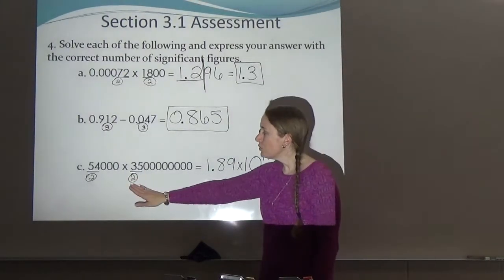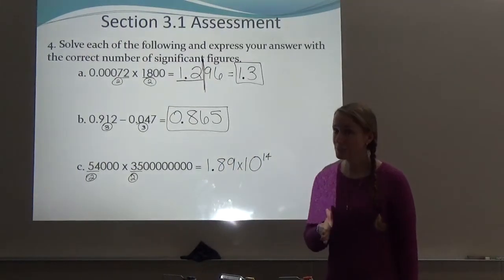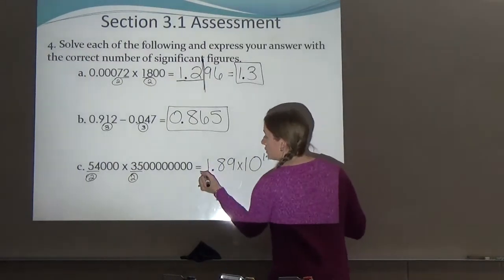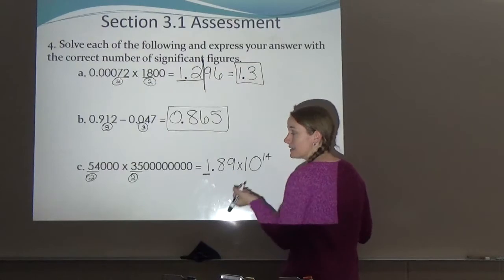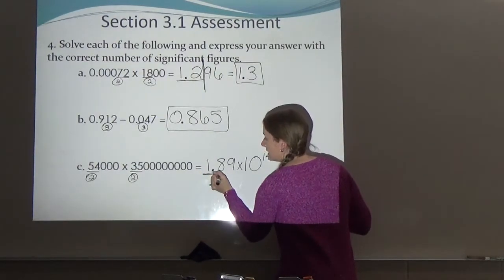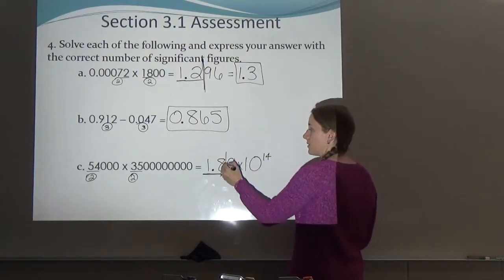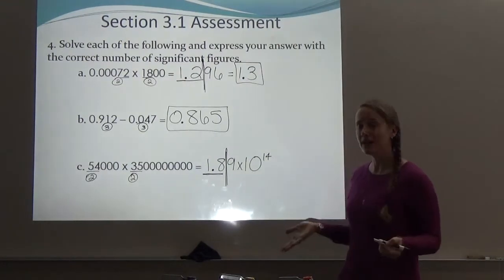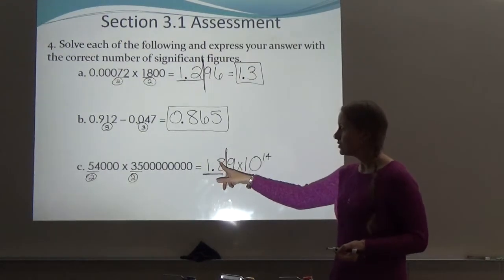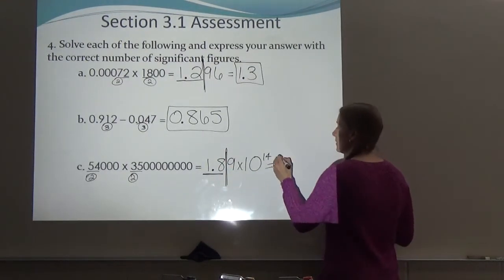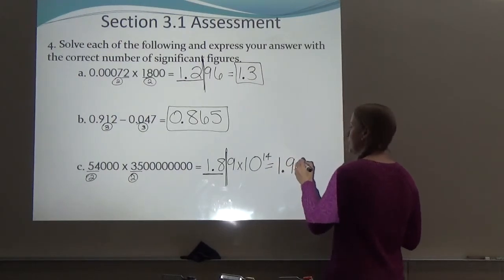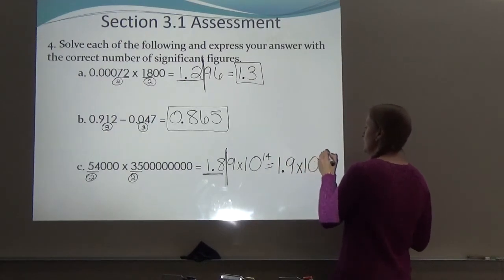So I need 2 significant figures, not decimal places, in my answer. So the 1 is significant because it's not a 0. The 8 is significant because it's not a 0, which means I need to round right here. The 9 is going to round the 8 up, so it becomes 1.9 times 10 to the 14.